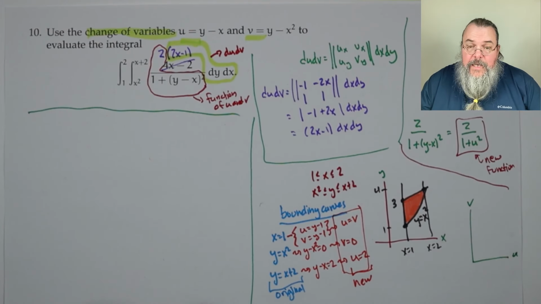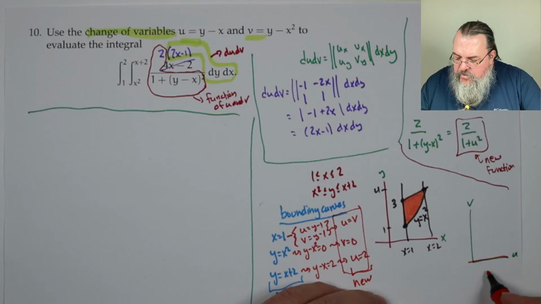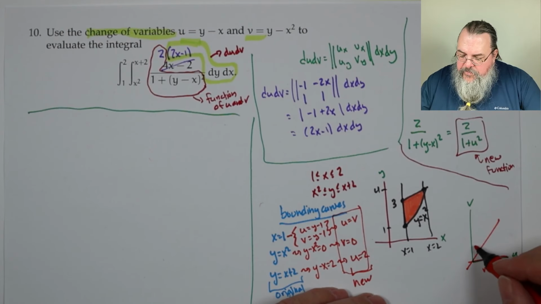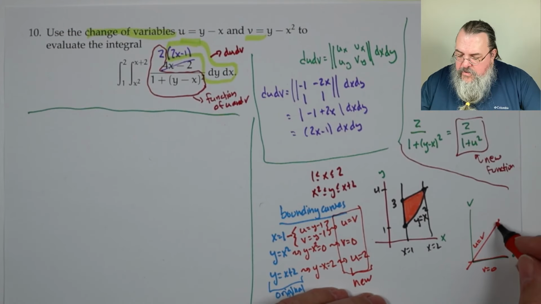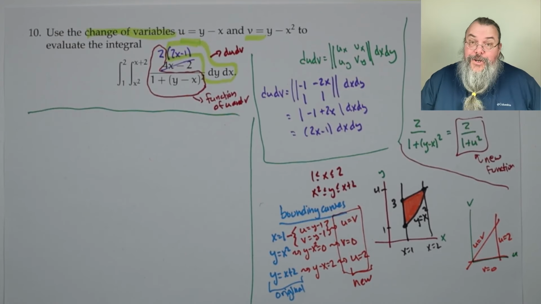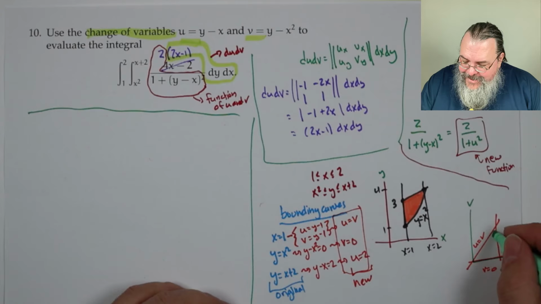Well, v equals 0. That's our u-axis. So that's v equals 0. Our u equals v. That's pretty easy. And our u equals 2. Looks like that. So again, it turned out to be another triangle. Nice. Okay.